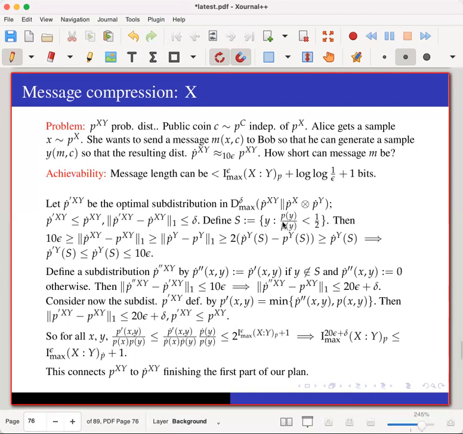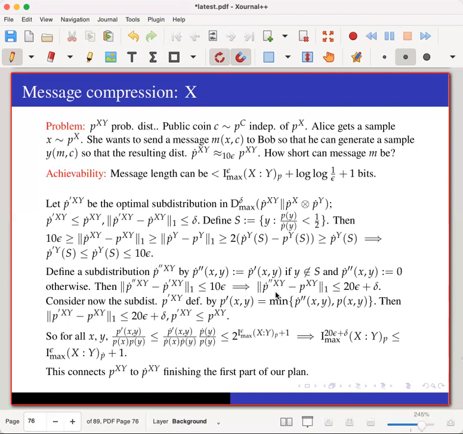But the first thing is already clear. Once I've defined S this way, I know that the probability of S under P dot is less than 10 epsilon, which will further imply P dot prime also has probability of at most 10 epsilon on S. Now because P dot prime has only 10 epsilon probability on S, if I zero it out and get P dot double prime, the L1 distance is at most 10 epsilon. So what do I get?